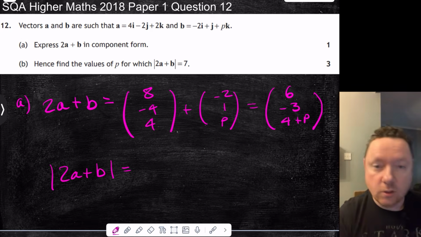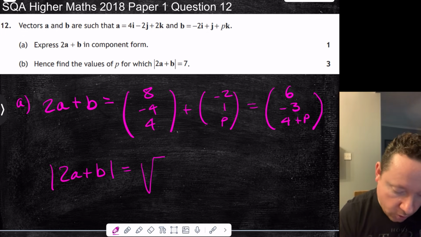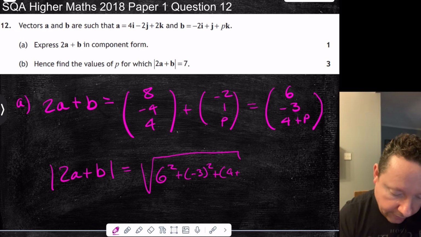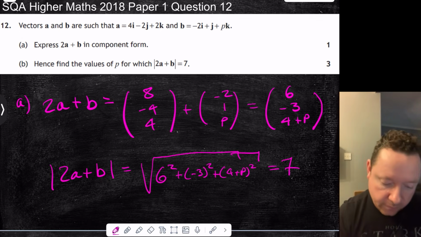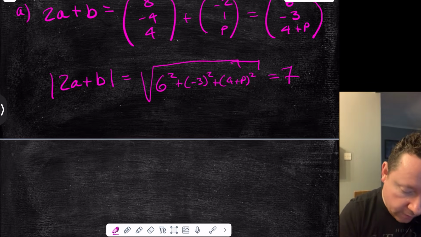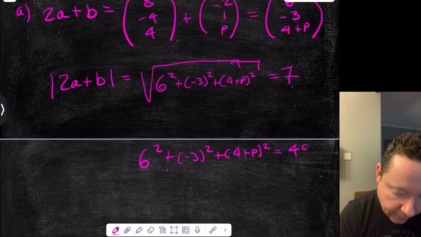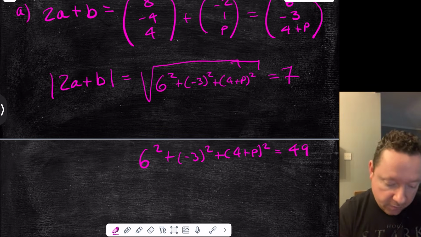Well, that equals, it's just Pythagoras, square each number and square root. So that's the square root of 6 squared plus minus 3 squared plus 4 plus P squared, and that equals 7. Now, that's a bit unwieldy to do, so just square both sides to get rid of the square root. So that gives us 6 squared plus minus 3 squared plus 4 plus p squared equals 49. Expand the brackets and simplify.